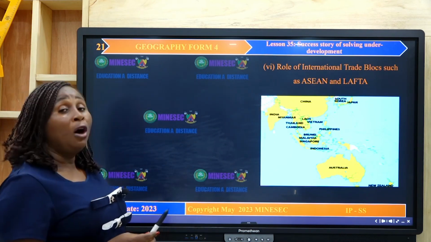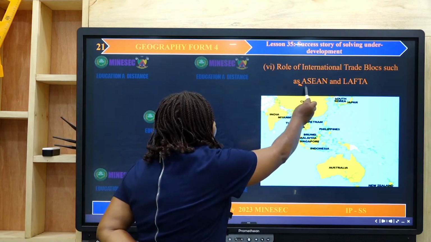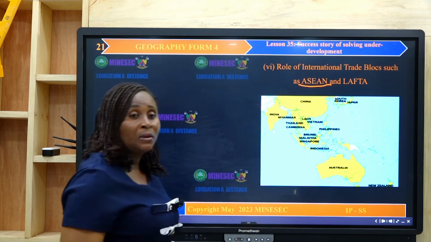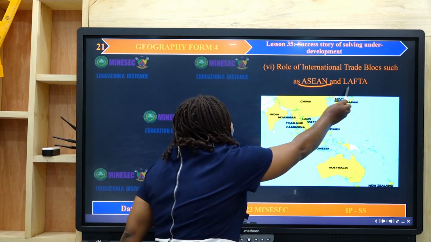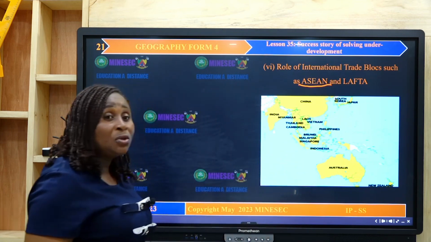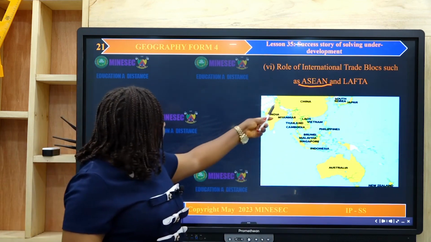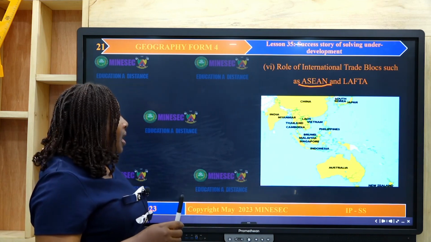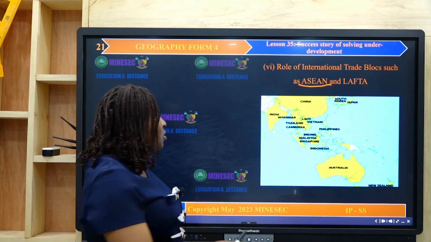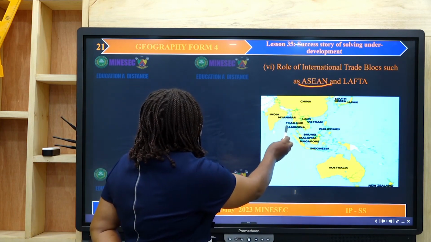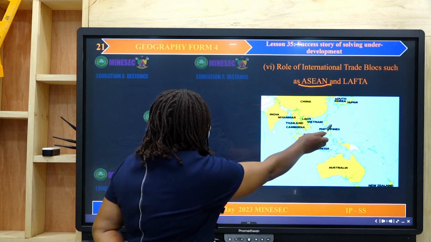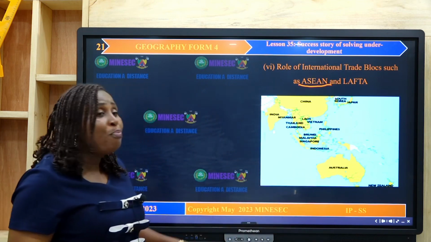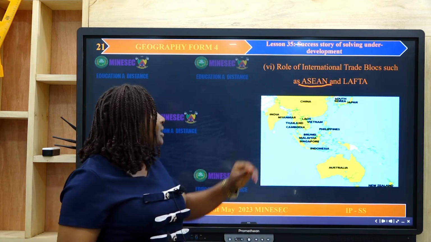An example of a trade bloc is ASEAN, the Association of Southeast Asian Nations. And then we have LAFTA, the Latin American Free Trade Association. Those are trade blocs. But if we look at the image that we have, it is for ASEAN, the Association of Southeast Asian Nations. You see, we have China, India, Thailand, Cambodia, Vietnam, Philippines, Malaysia, Indonesia. These are all member states of the ASEAN trade bloc.